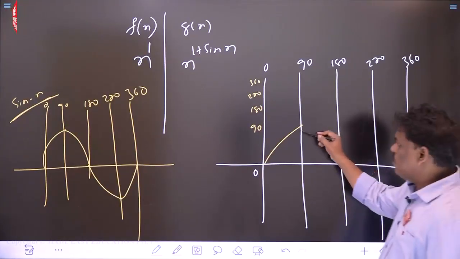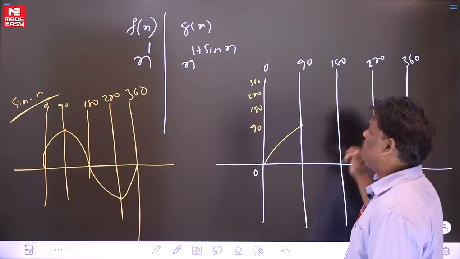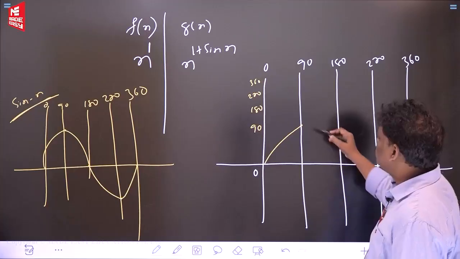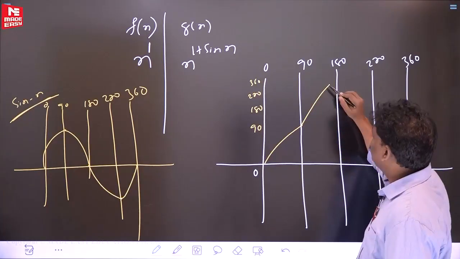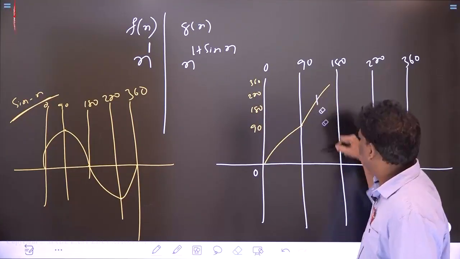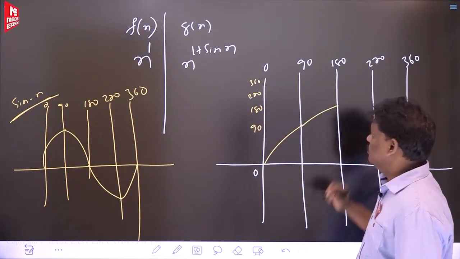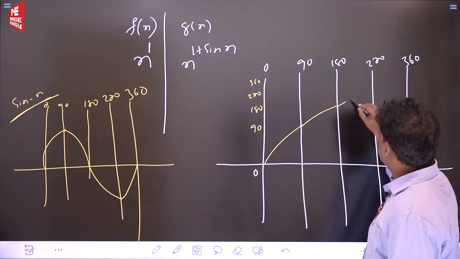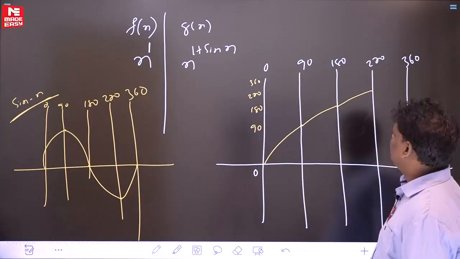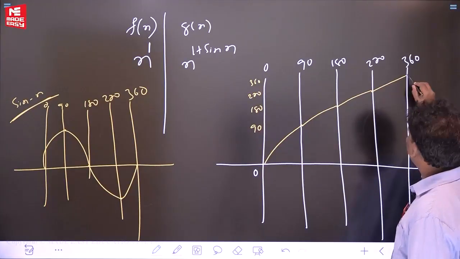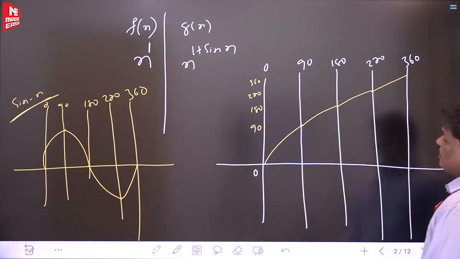90 is 90. What about 180? It will go to 180. Next one, 270, it will go to 270. Next one, 360, it will go to 360. It is going like that. That is the F of n behavior.